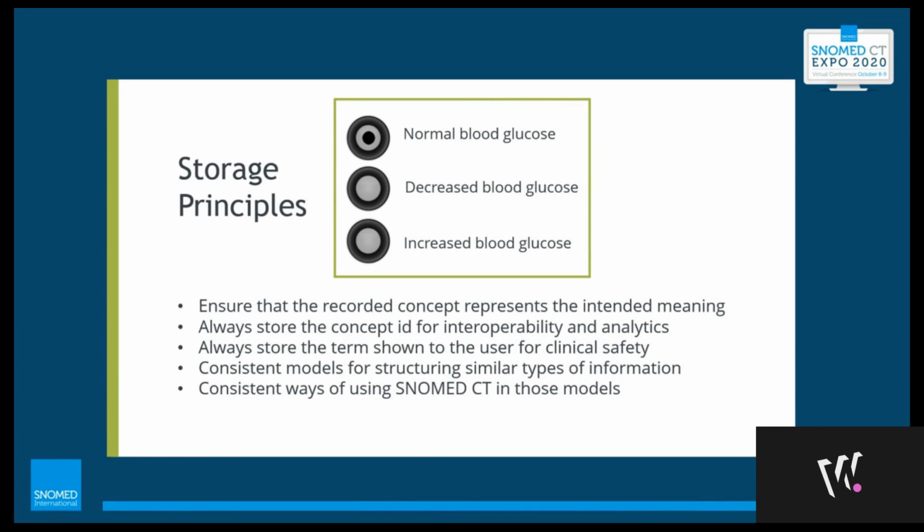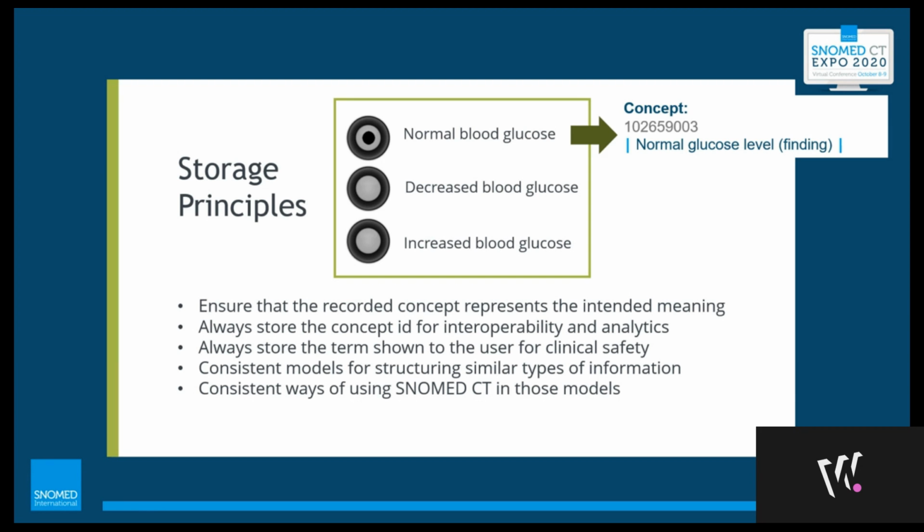Let's first look at the general best practice principles for storing data with SNOMED CT, and afterwards I will dive into a few examples. As we talked about in the first part, constraining data items to specific value sets or specific concepts should be done to ensure that the recorded concept semantically reflects the situation. It's important to always store the concept identifier for the captured concept. This is the primary identifier for the captured concept, and this is required for interoperability and analytics.